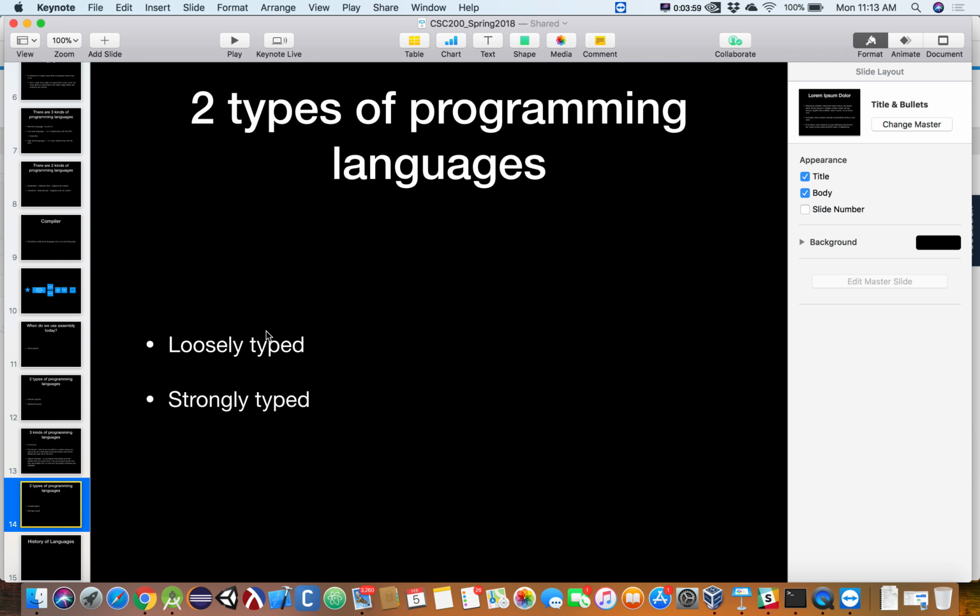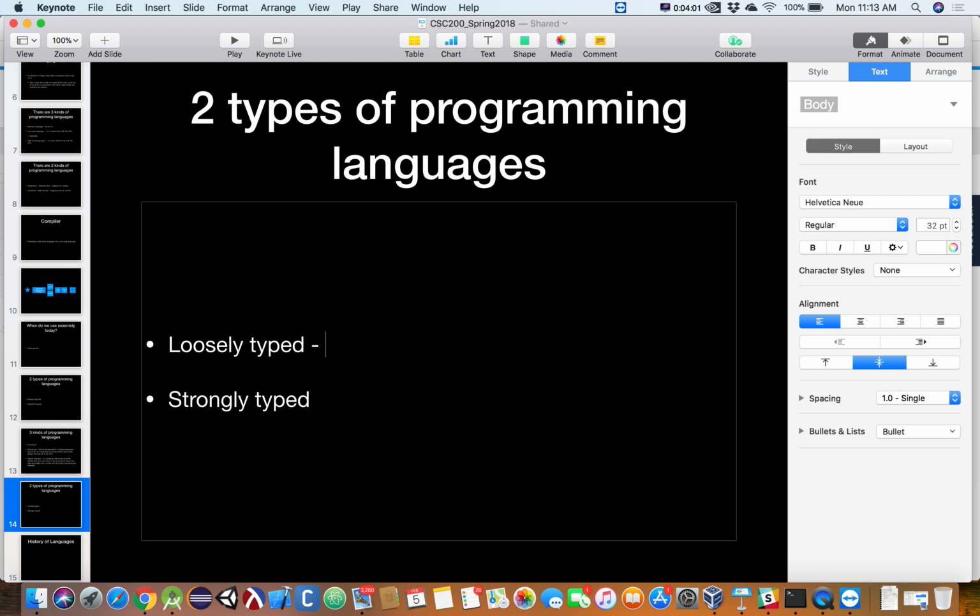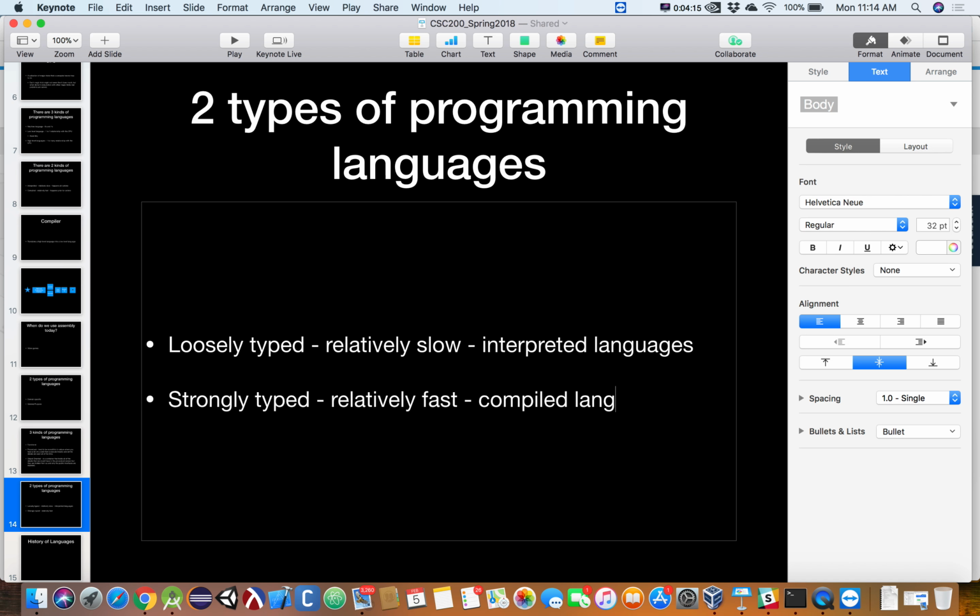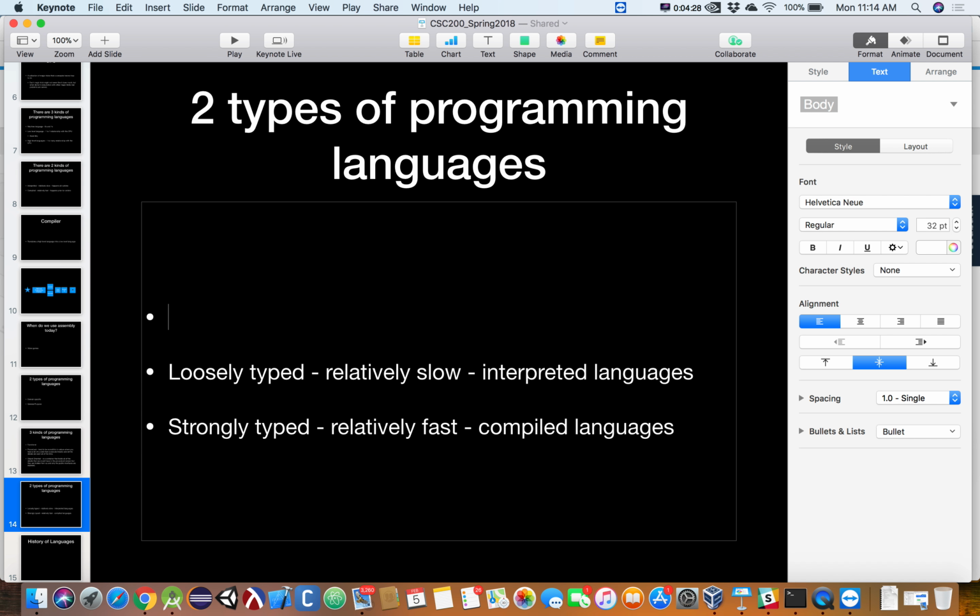If we come back down here, loosely typed languages tend to be relatively slow. They also tend to be interpreted languages. Strongly typed languages tend to be relatively fast, and they tend to be compiled languages. All right, so those come with the job. Now, what does it mean to be loosely typed or strongly typed? This ultimately has to do with how memory works.